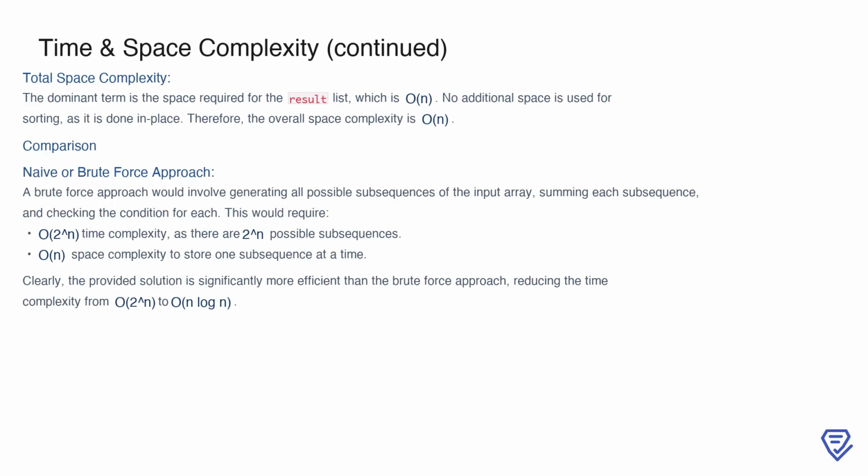This approach would require O(2^n) time complexity, as there are 2^n possible subsequences, and O(n) space to store one subsequence at a time. Comparatively, our solution drastically reduces the time complexity from O(2^n) to O(n log n), making it much more efficient while maintaining the same O(n) space complexity.